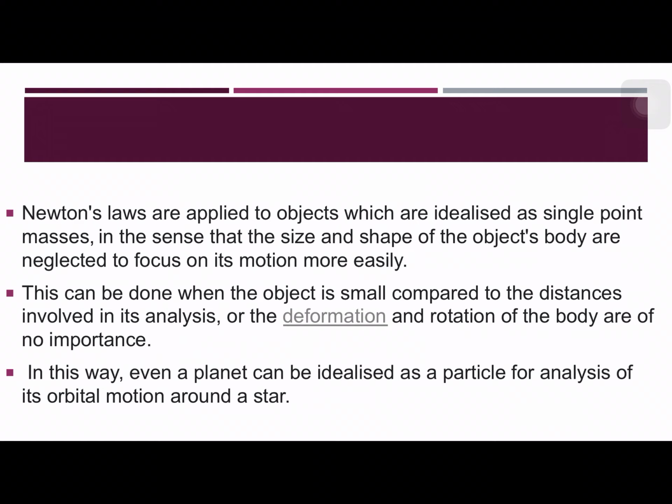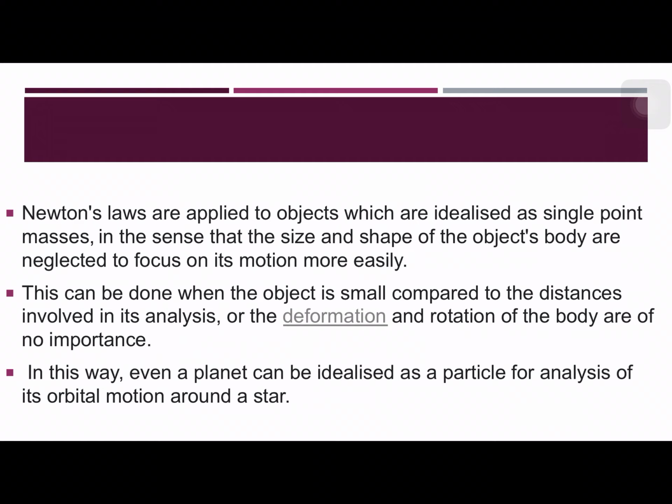This can be done when the object is small compared to the distance involved in its analysis, or the deformation and rotation of the body are of no importance. In this way, even a planet can be idealized as a particle for analysis of its orbital motion. What does it mean, my dear friends? See, Newtonian mechanics, or the laws of motion of Newton, are not applicable exactly to normal, day-to-day living objects. They are idealized, so they are basically theoretical.